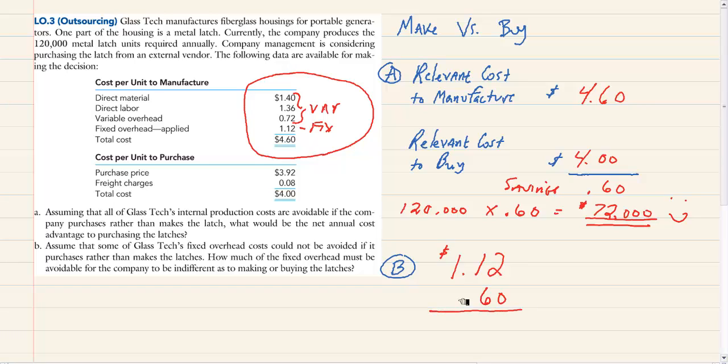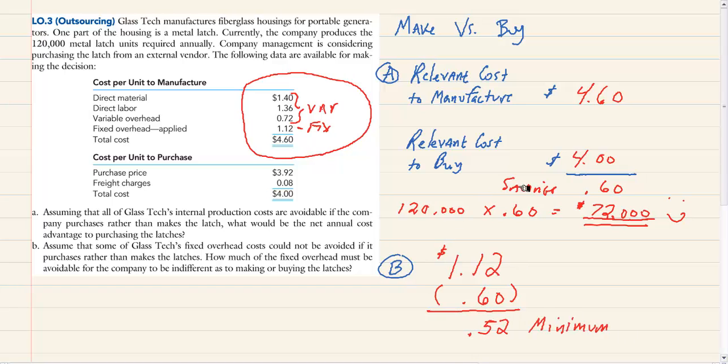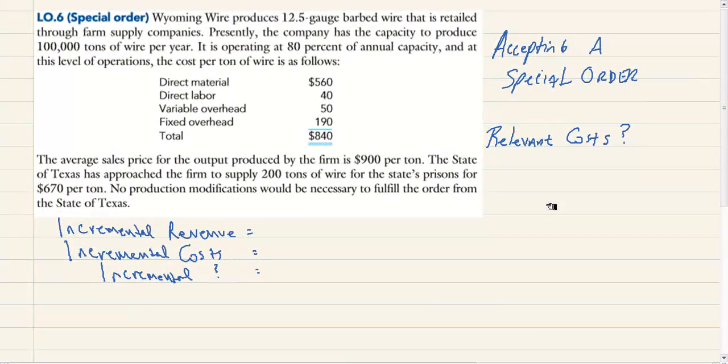So we're just going to do a little subtraction here. If we take that 60 cents from the $1.12, we get 52 cents per unit. 52 cents would be our minimum avoidable fixed cost, meaning if we are able to avoid 52 cents of fixed cost and our fixed cost remained at 60 cents, then it would be indifferent either way of making or buying.